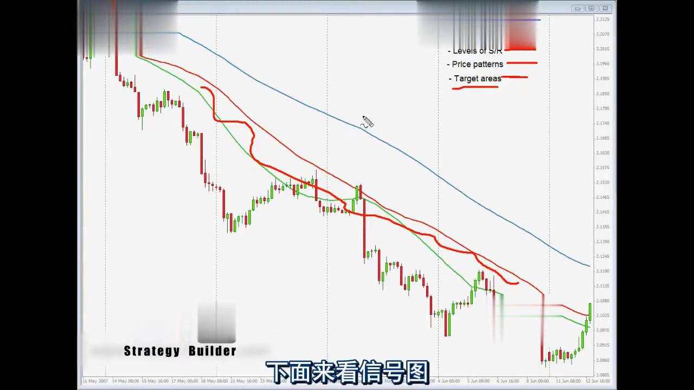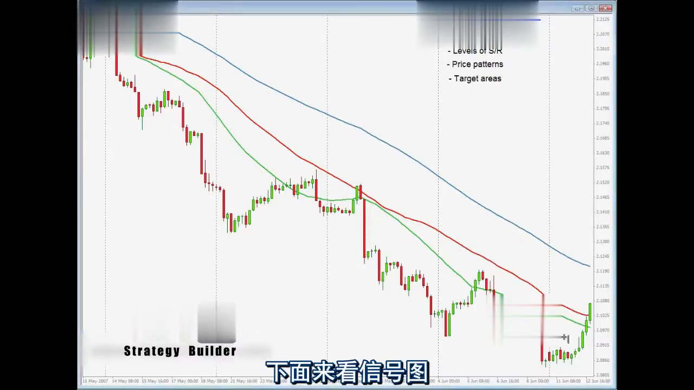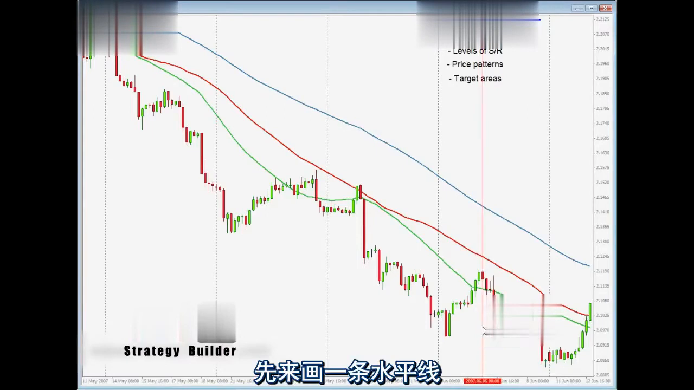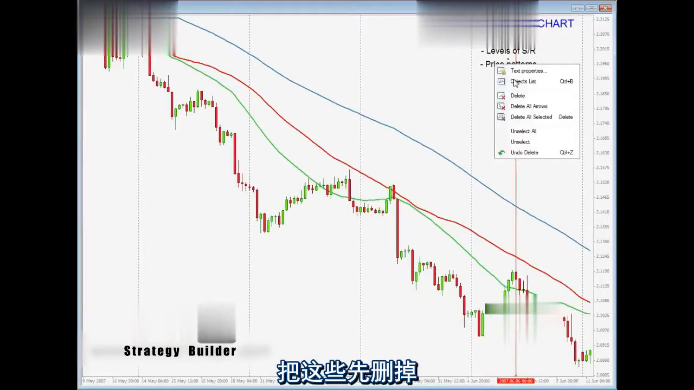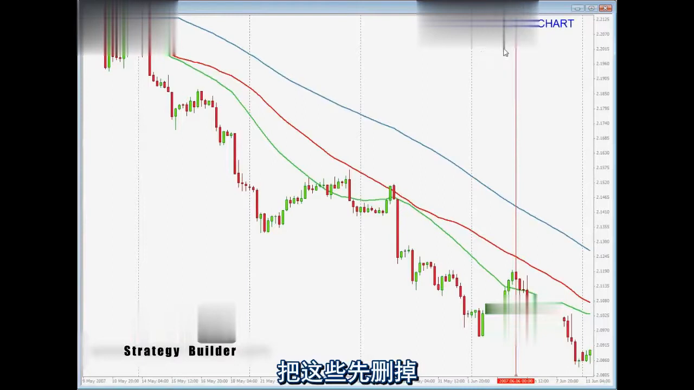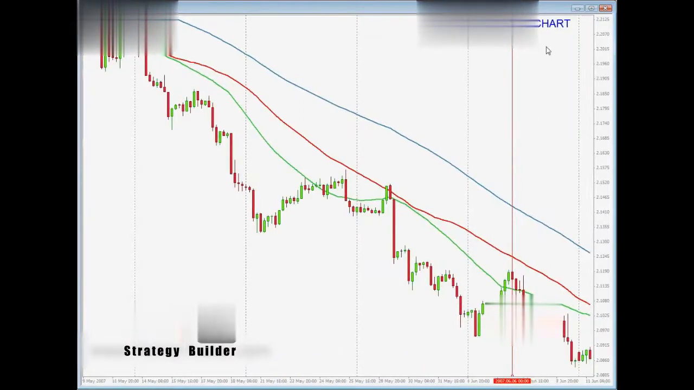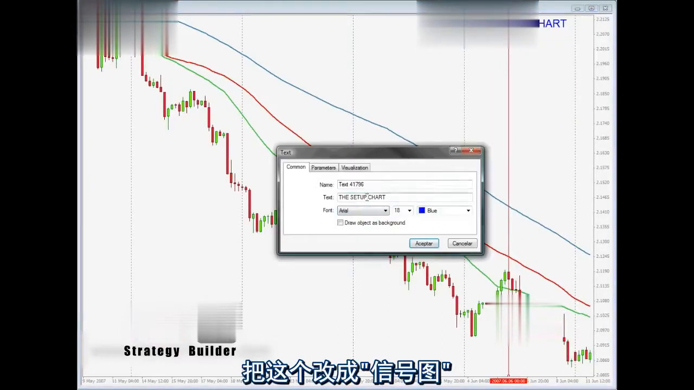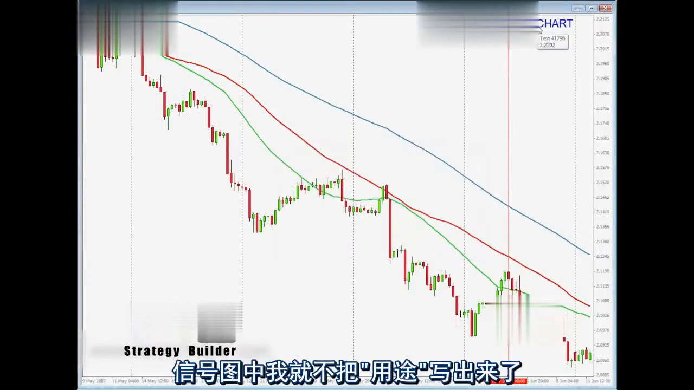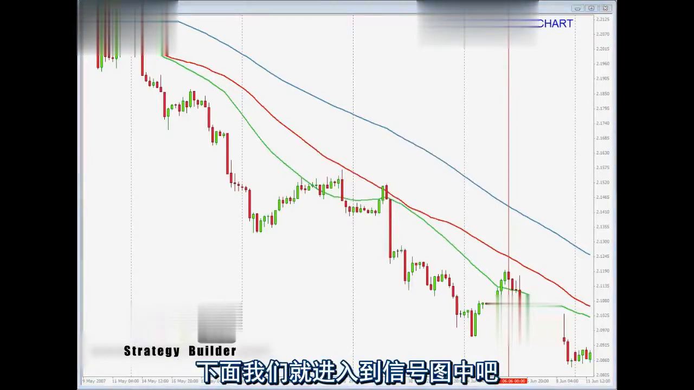All right, guys. Now I'm going to be moving into the trigger chart. For that, I'm going to mark a horizontal line right here. Let me delete all these text boxes up there, and this one I'm going to change to the trigger chart, since I am now going to list the different uses I make of the trigger chart. All right, let's zoom into the trigger chart now.